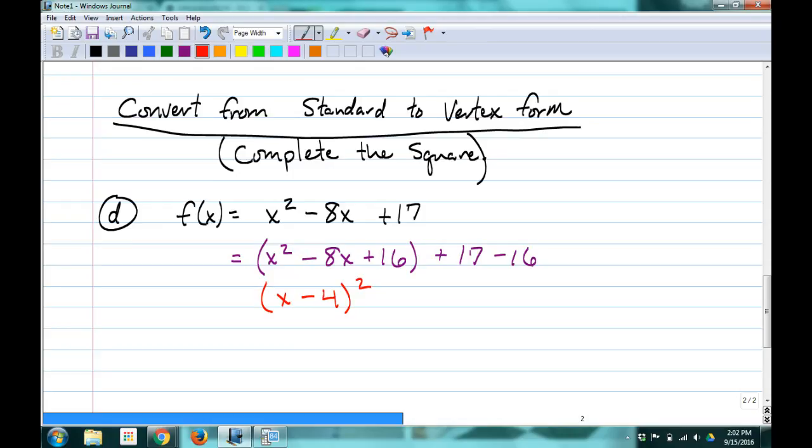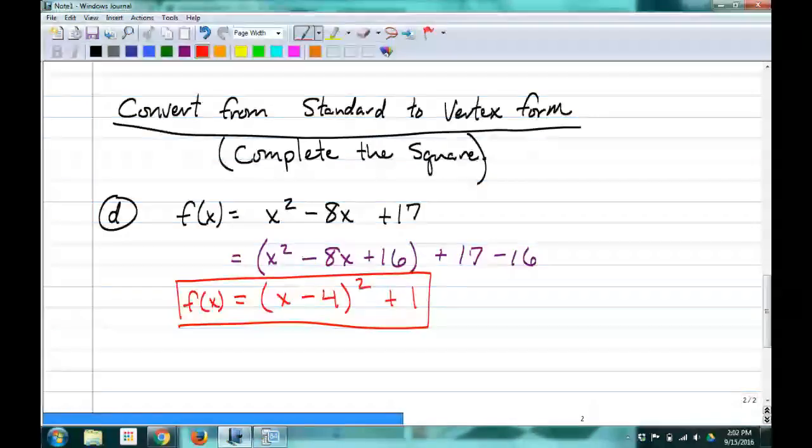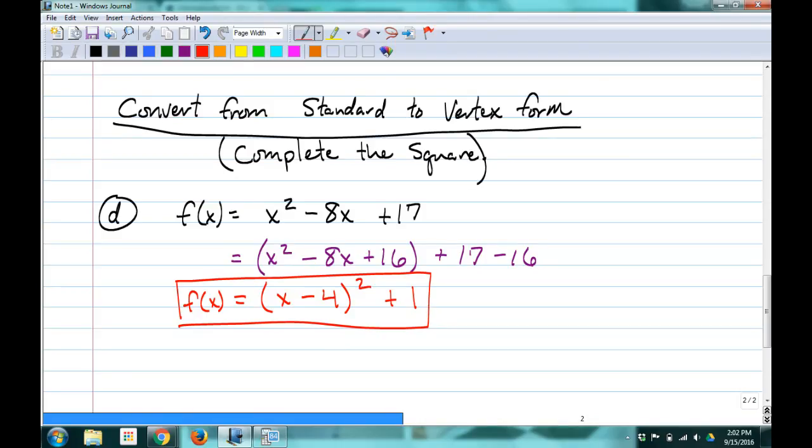And then on the outside here, we can simplify that. 17 minus 16 is 1. And guess what? Well, you got it in vertex form. Half of b, half of -8 is -4. That's always going to be right there. 16 came from -4 times -4. And I'm adding it in here, subtracting it out there.